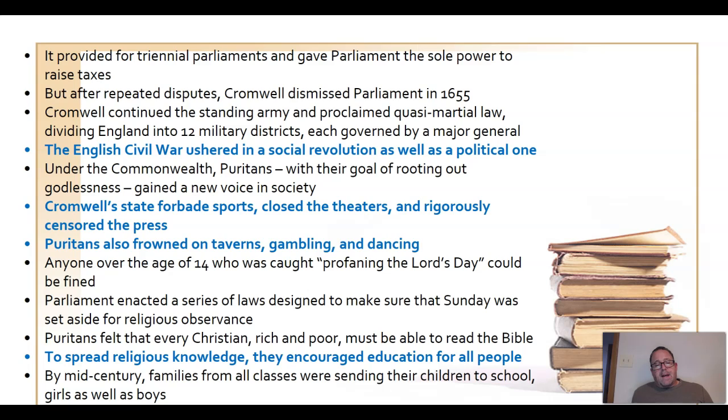Another social effect, though, is the importance that these Puritans placed on education, because it was important for all to read the Bible. So the number of schools that were made available to the people, to boys and girls of all classes, is noteworthy.